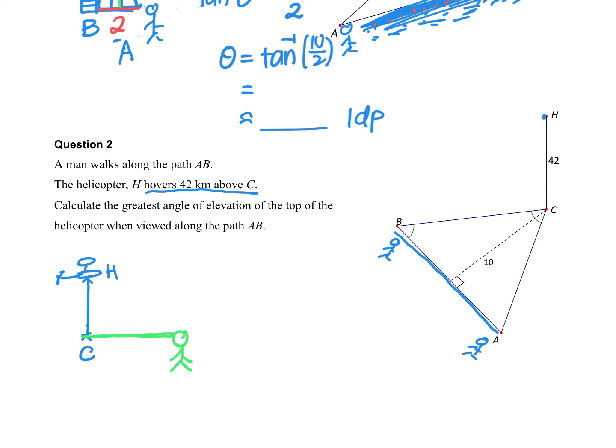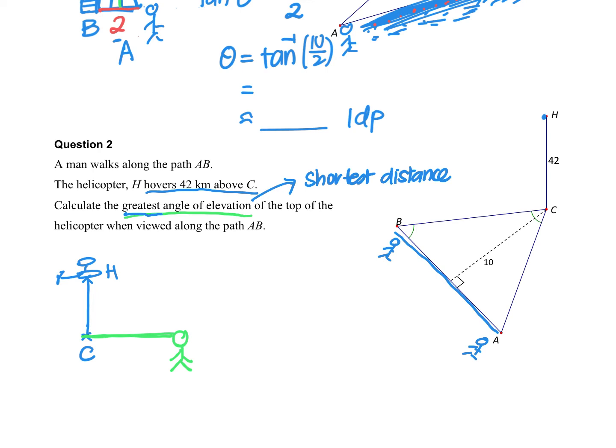Calculate the greatest angle of elevation. When will we have the greatest angle of elevation? We must link to nearest. Nearest means find the shortest distance. Now you all know why this is in paper 2? It's doable. So when you see the words greatest angle of elevation, you need to think of the shortest distance.